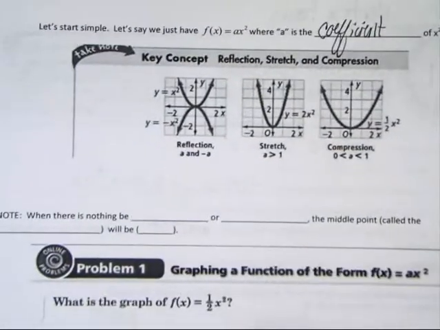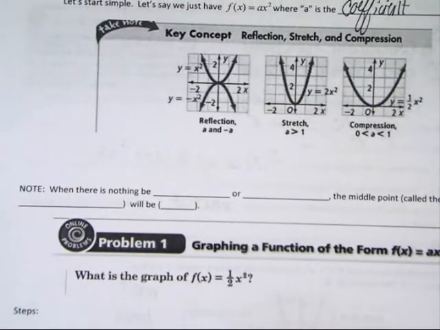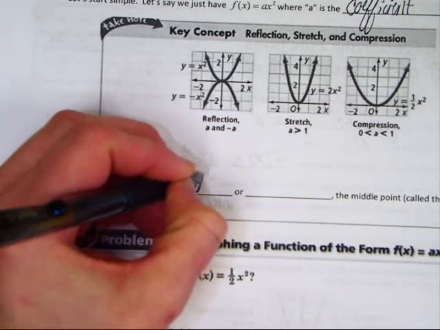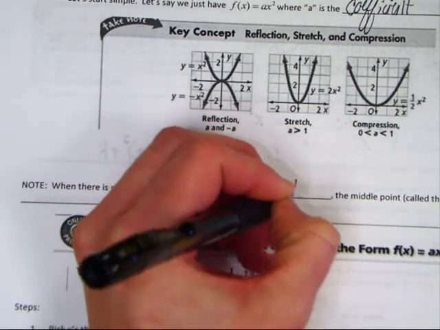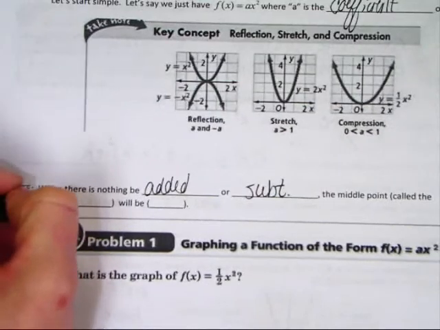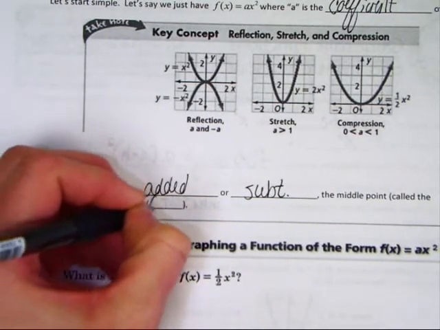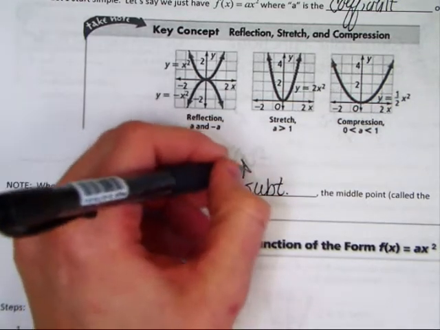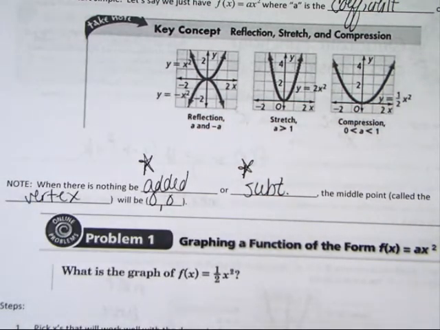All right. Note, when there is nothing being added or subtracted, the middle point, which is called the vertex, will be 0, 0. And that's only when nothing is being added or subtracted. If you're making flashcards as you move along, I would put that on the front of a flashcard so on the back you know what the vertex is automatically.